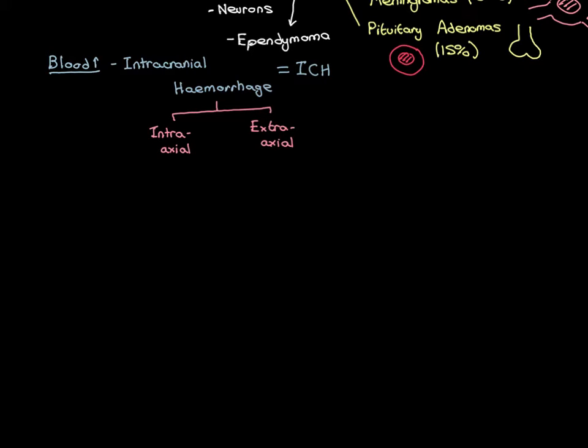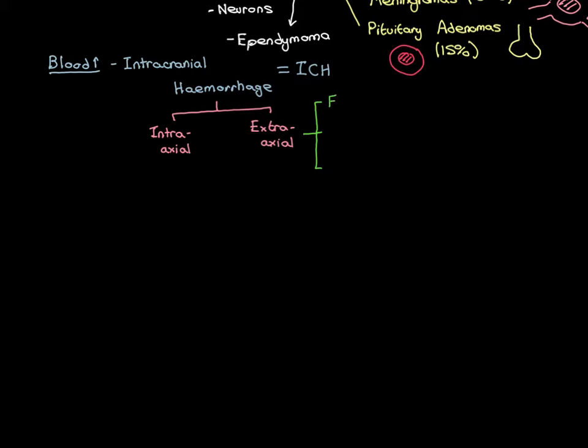So, let's start from the outside and work inwards. So we'll start by discussing extra-axial intracranial hemorrhages, and we'll then go on to discuss intra-axial intracranial hemorrhages. So, extra-axial intracranial hemorrhages, these are going to be bleeds where the blood is going to accumulate in the meninges, the layers that line the brain, i.e. outside of the brain.